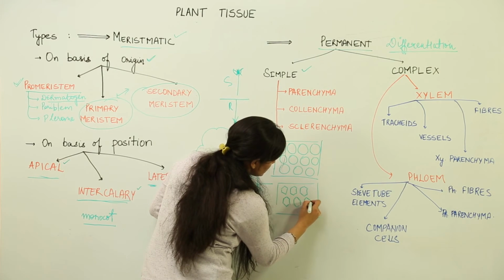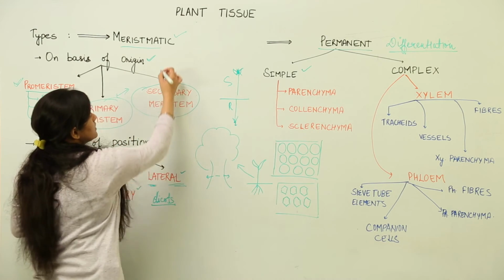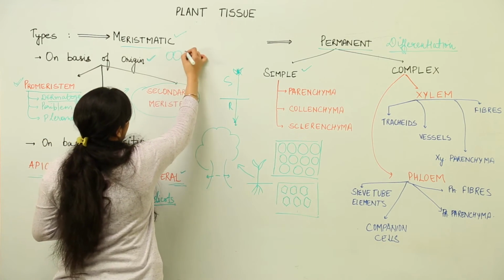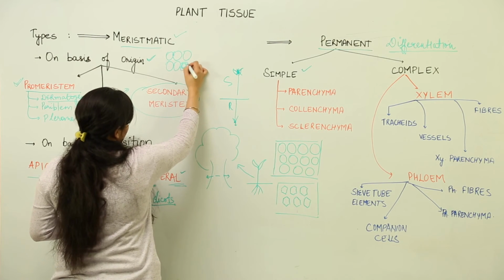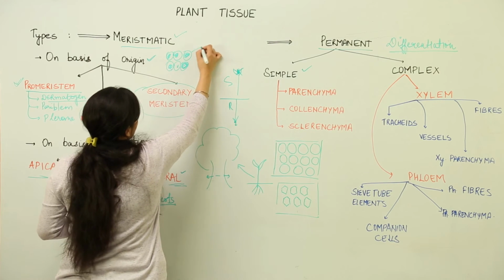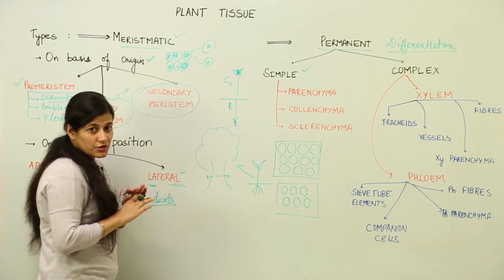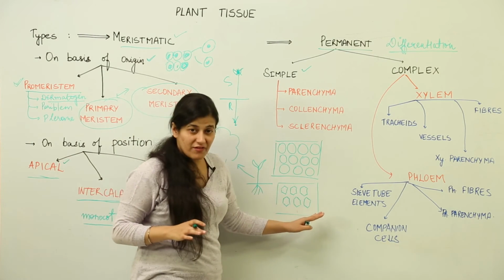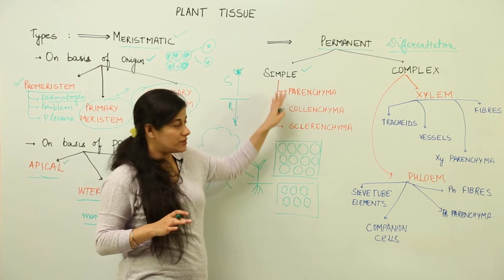simple permanent tissue. And when I talk about meristematic tissue, on the contrary, the cells are similar, small in size, full of cytosol, very actively dividing, and would always give rise to similar cells. They do not have any differentiation or specific work, but these cells have been differentiated, they would be similar, so they would be termed simple permanent tissue.